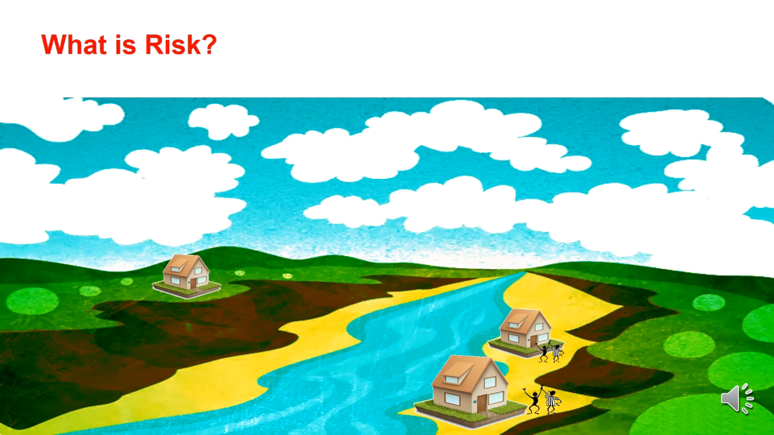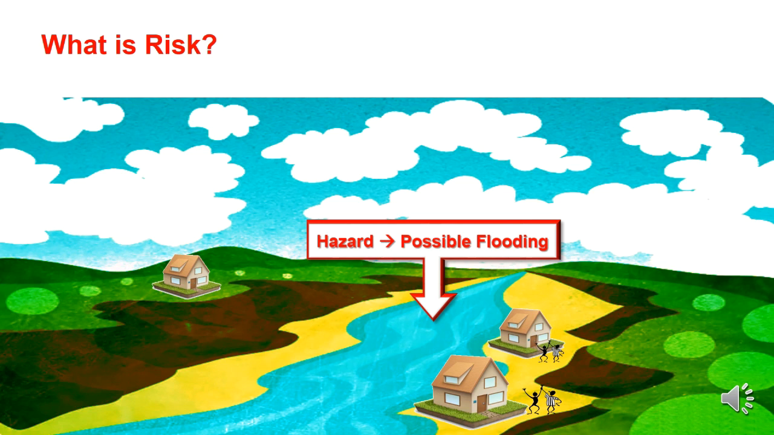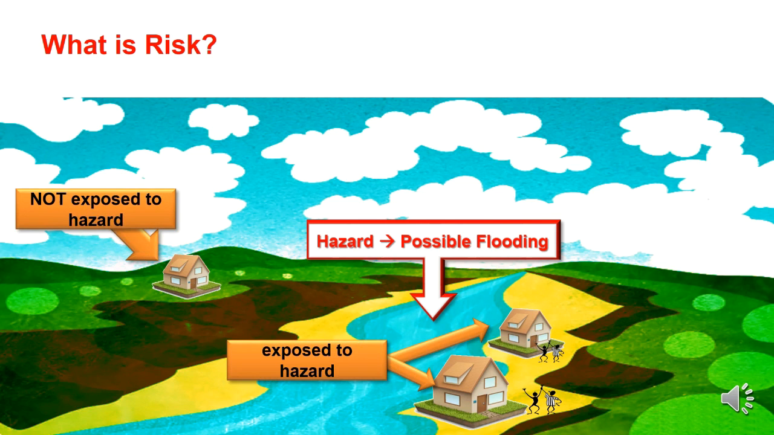Now, what is risk? If we look at this figure, we have a few houses and a river with the river plain, which is demarcated in yellow. Two houses on the right side are placed in the river floodplain, and another house on the left side of the river is away from the floodplain. The hazard here is plausible flooding, and two buildings are exposed to this possible flooding, while one is not. But one of the houses in the floodplain has been raised a little bit.